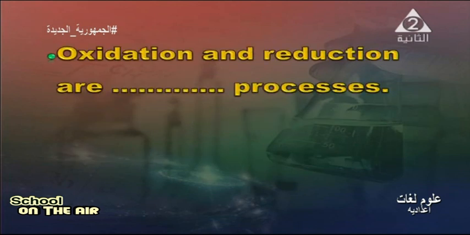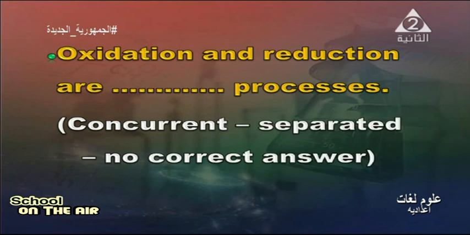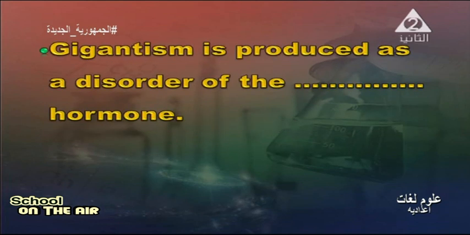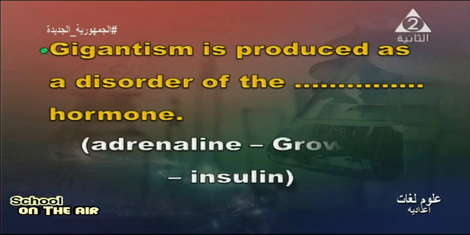Oxidation and reduction are concurrent, separated, or no correct answer? They are concurrent processes. Gigantism is produced as a disorder of the adrenaline, growth, or insulin hormone? The correct answer is growth.